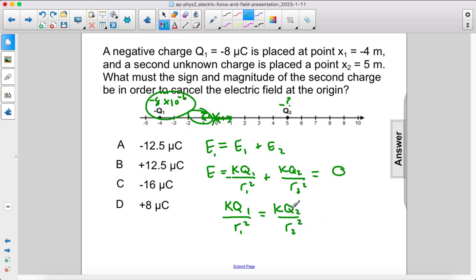Now we're solving this for q2. So I'm going to multiply both sides by r2 squared, and then I'm going to divide both sides by k. And look, the k cancels out. And then we can just plug in some values.